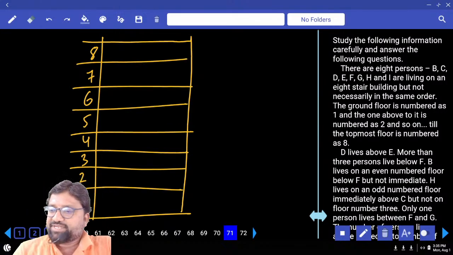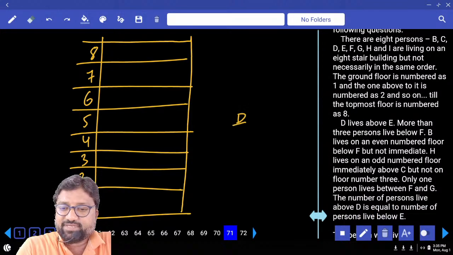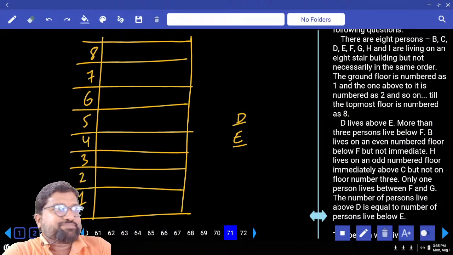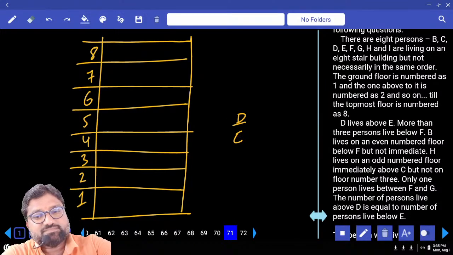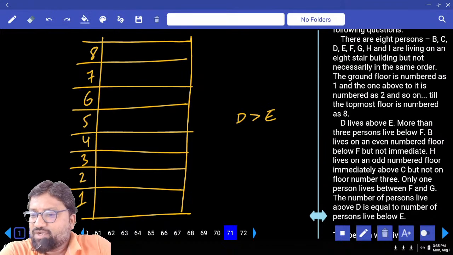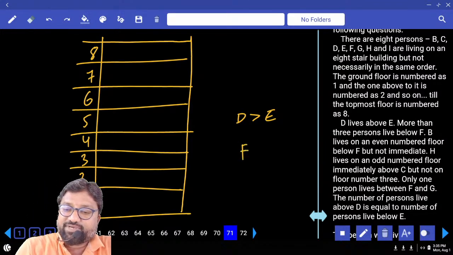Come on. D lives immediately above E. Is it immediately above or above? D lives above E. Next entity: more than 3 persons live below F. Below F, there are more than 3.